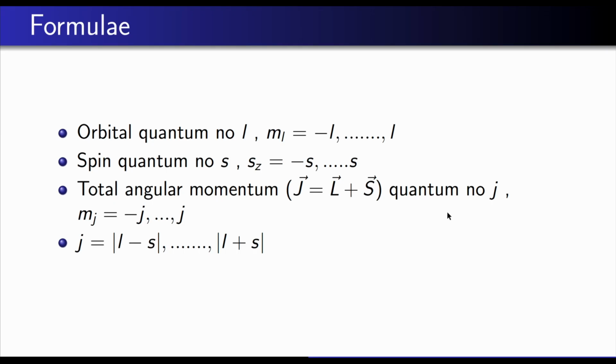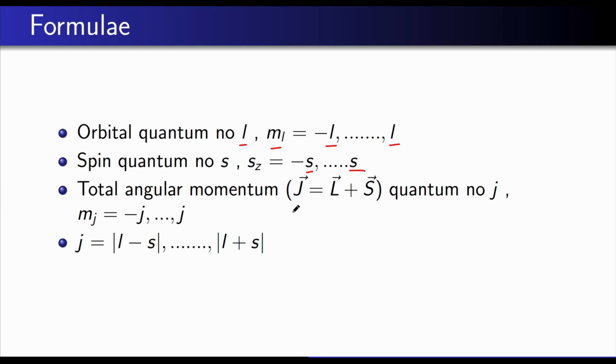some simple problems. Now the orbital quantum number is given by L, and the component of the orbital angular momentum, ml, can take the values minus L to plus L. Similarly, we have the spin quantum number s, and the component of the spin along any particular direction, say the z axis, can take values from minus s to plus s.